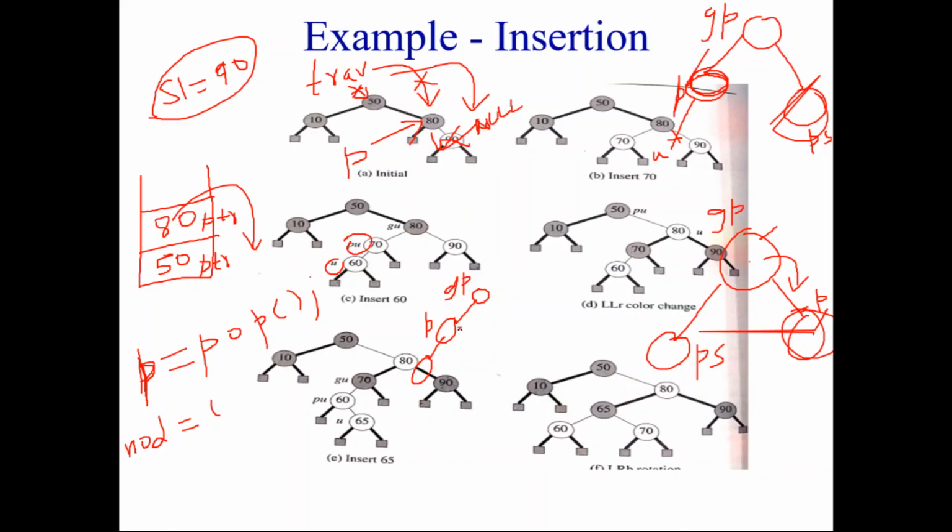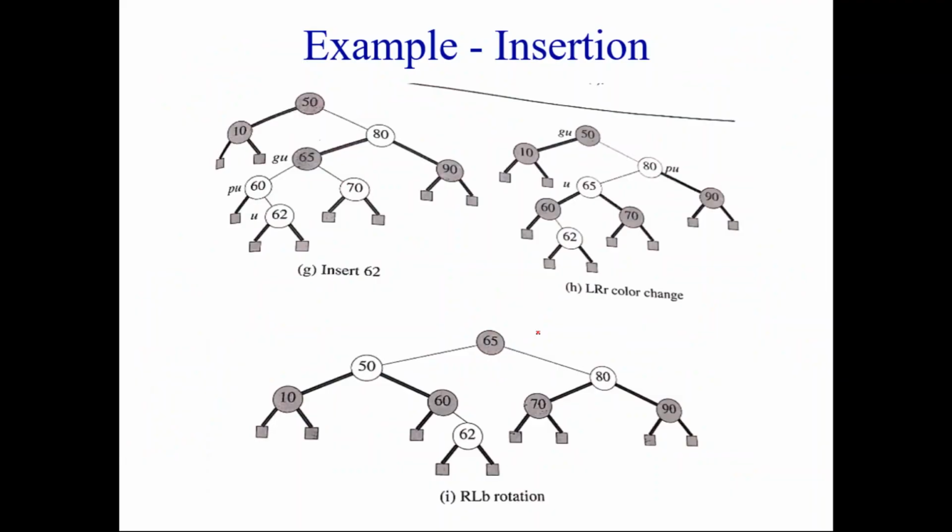In this case, if you call the function to get the parent sibling with P and GP, actually there is no right child at all for GP, so it will return null. But null is also treated as black color. Null nodes are also treated as black color. That's what I'm trying to explain.